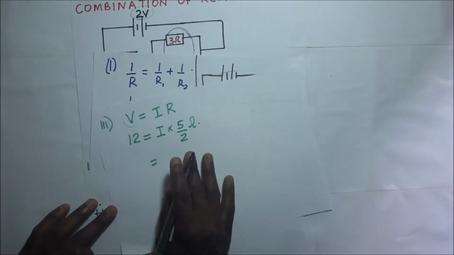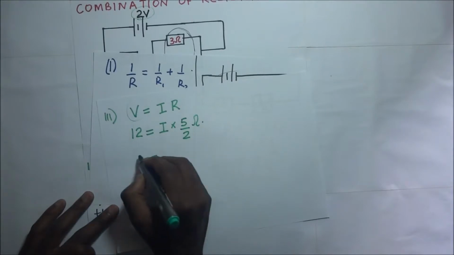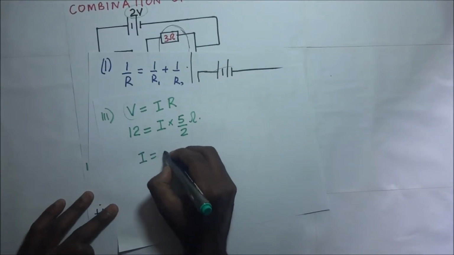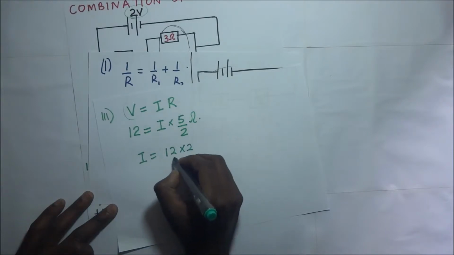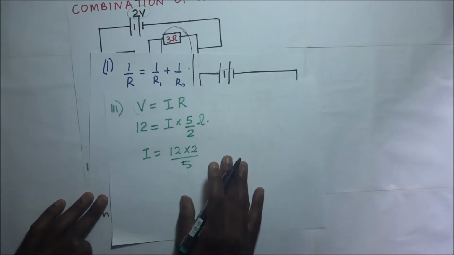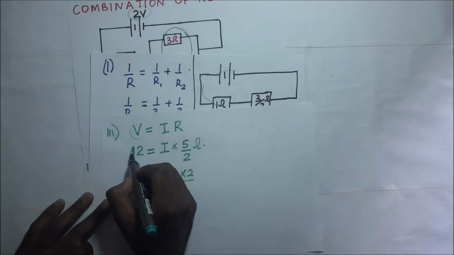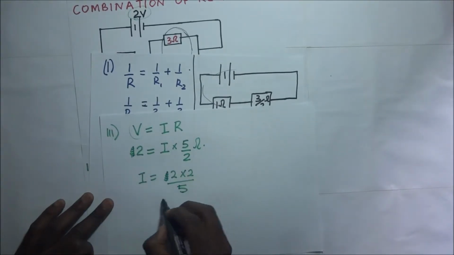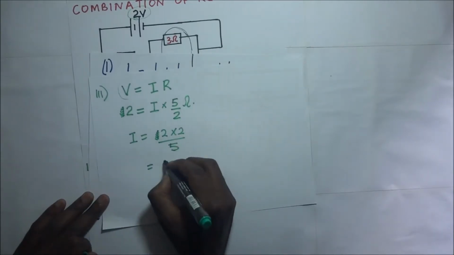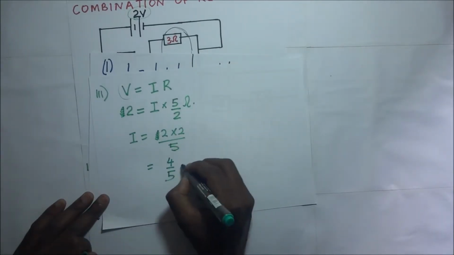So when we go ahead with our calculation, we make I the subject of the formula. We shall end up with current I giving you 2 volts, so this is 2 times 2/5. We shall end up with 4/5 amperes.